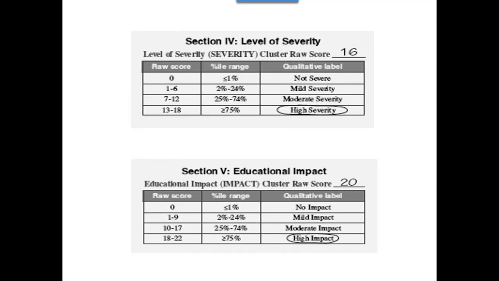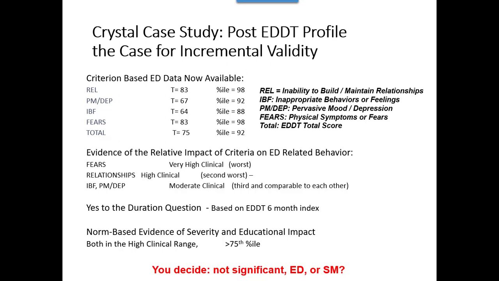How severe is what's going on? Well, we do have a severity cluster score, and it's high, and it's having a huge impact on her schooling. So we put this together. We have her T-scores in all of these areas. Remembering a T-score is a mean of 50 and a standard deviation of 10. So her relationship one is 3 standard deviations above the mean. And so is her fears one.